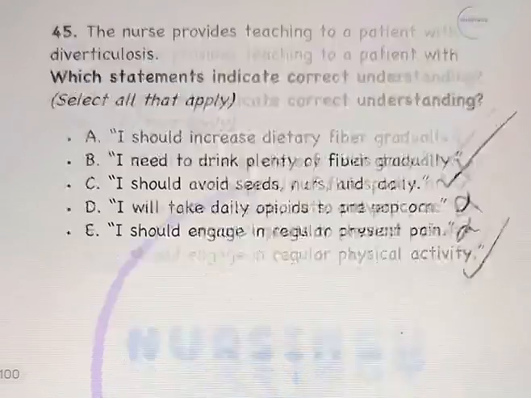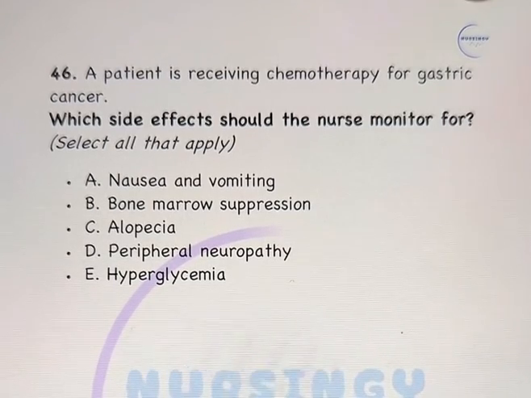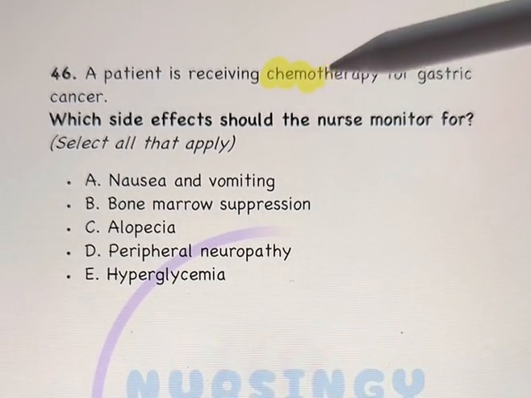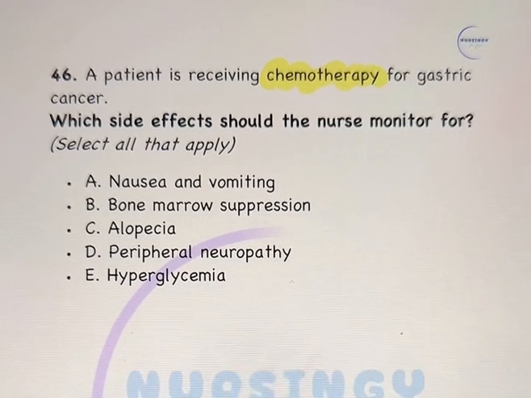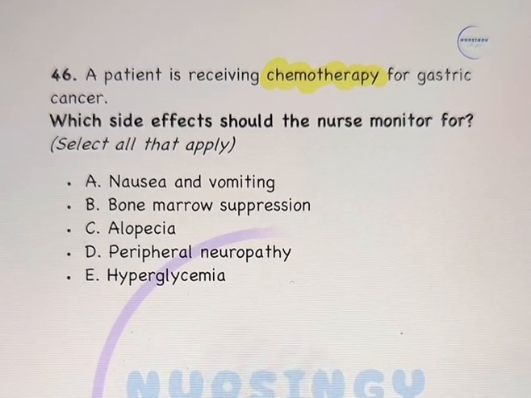Okay. Question number 46. A patient is receiving chemotherapy for gastric cancer. Which side effect should the nurse monitor for? So now we have a patient with gastric cancer who is on chemotherapy. And we know nausea and vomiting is the most common side effect. A is yes.